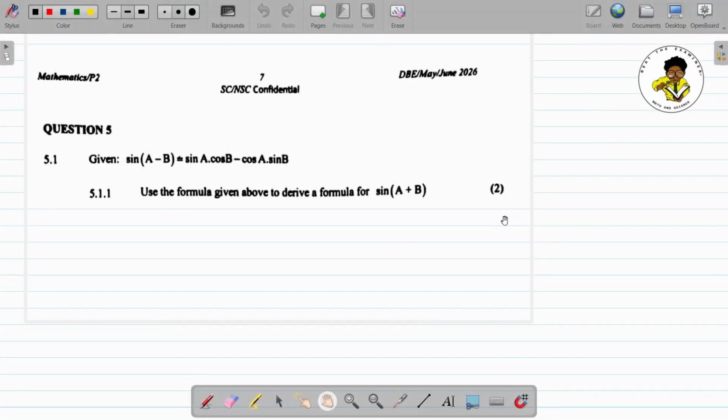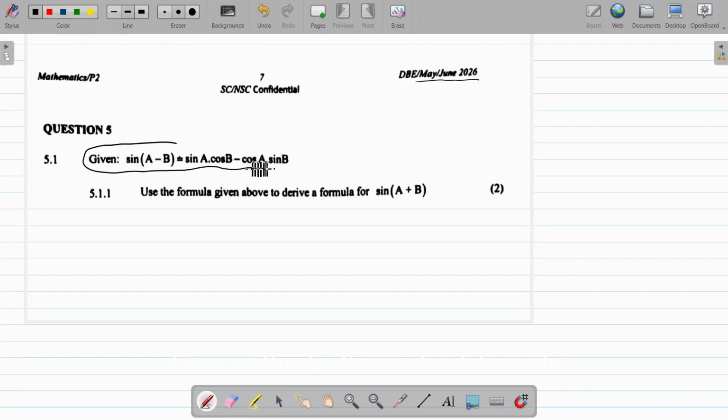Hello guys, today we'll be doing this question. It's a trig proof question from June 2026, written by those who did rewrite. It's a Mathematics Paper 2, trigonometry. We are proving the trig identity.